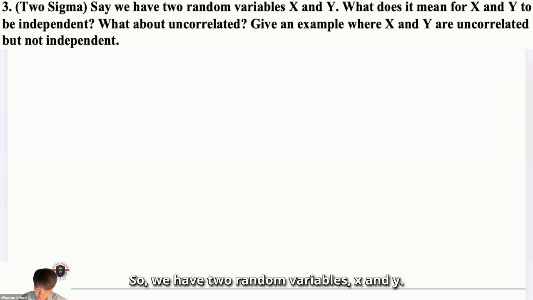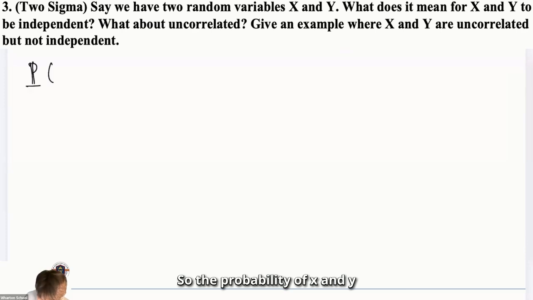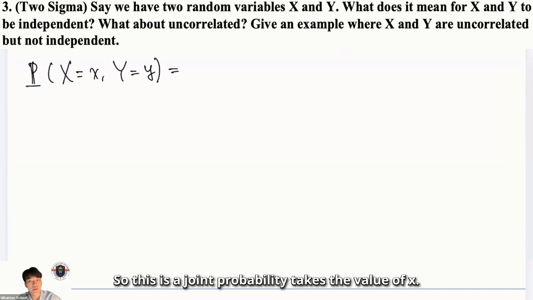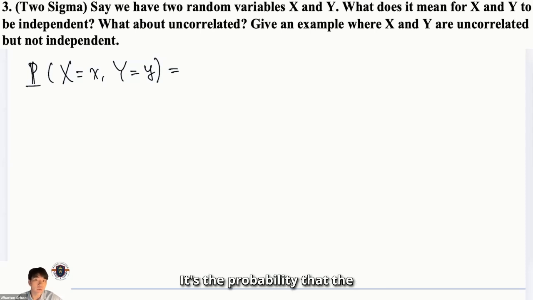So we have two random variables, x and y. The probability of x and y happening at the same time, normally, is a joint probability. Big X takes the value of small x, big Y takes the value of small y. It's the probability that both events occur simultaneously. But in the general case, this cannot be factored unless x and y are independent. So given that x, y are independent, let's define it here.